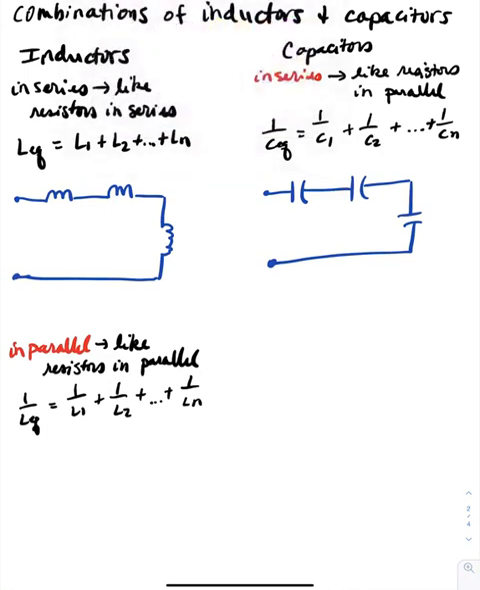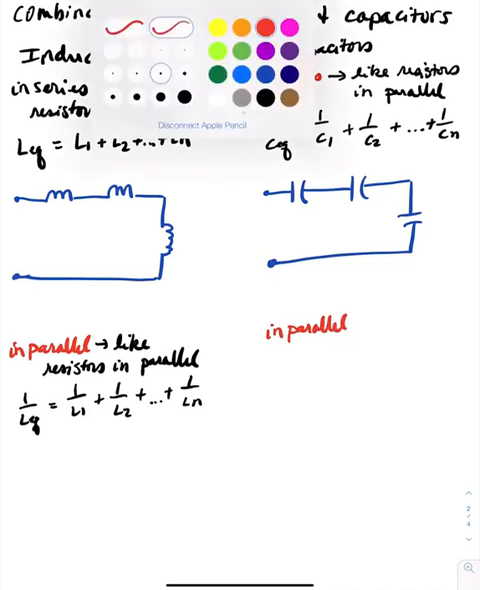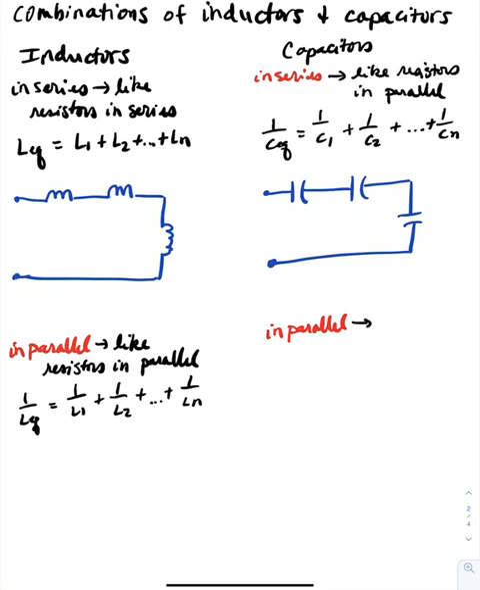All right, now let's look at capacitors in parallel. They are treated like resistors in series. So the equivalent capacitance is equal to C1 plus C2 plus C sub n.